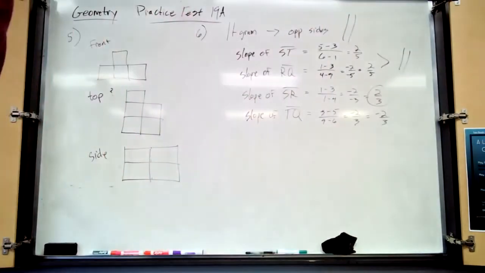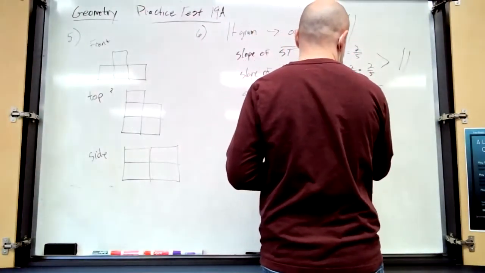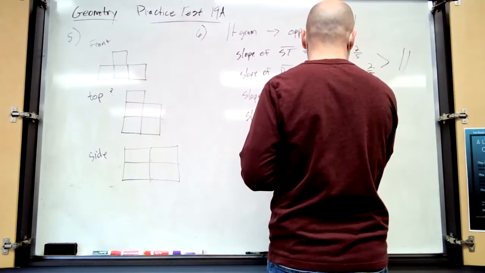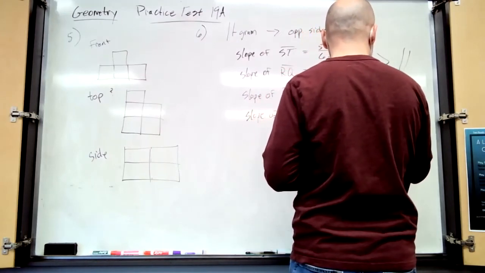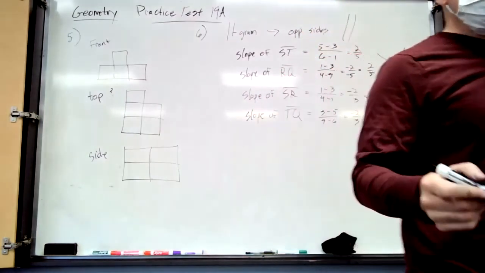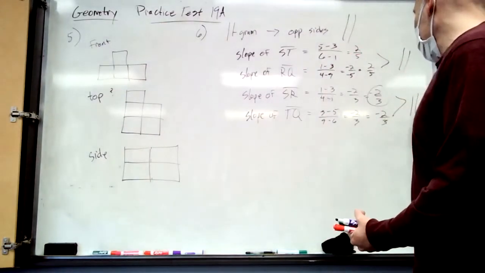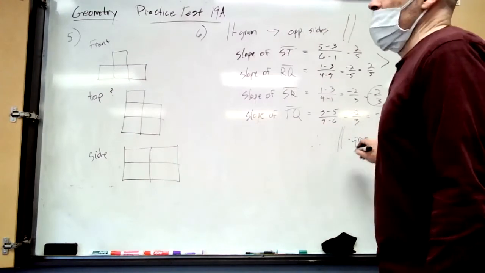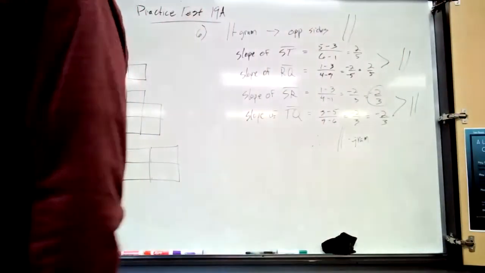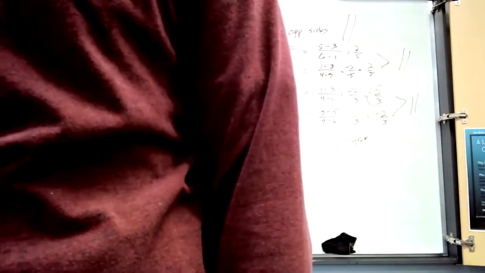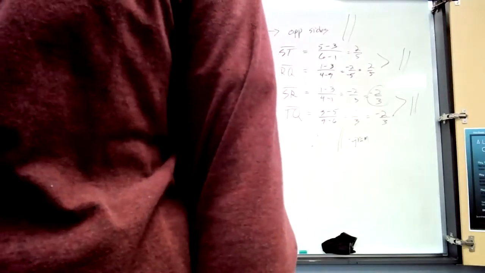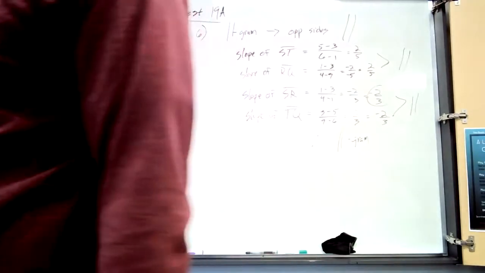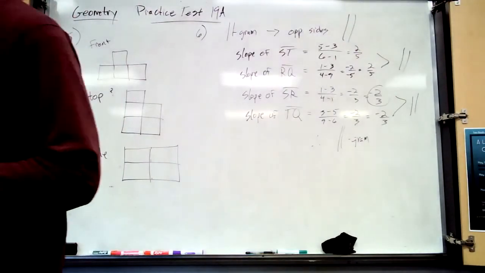Let's look at SR again. So 1 minus 3 over 4 minus 1. Okay, so they're both negative 2/3. So these are parallel, therefore parallelogram. Okay, now the question just says if it's a parallelogram, so you can just say yes. If you show me that it's yes, I'll give you extra credit. Yes.